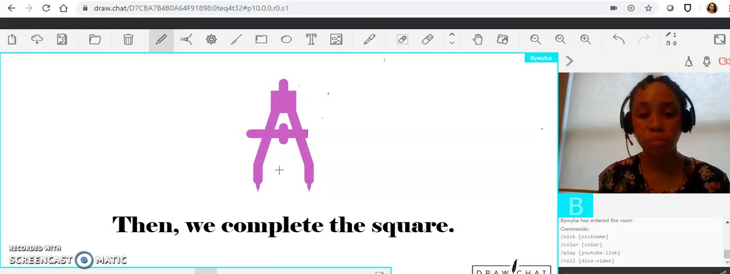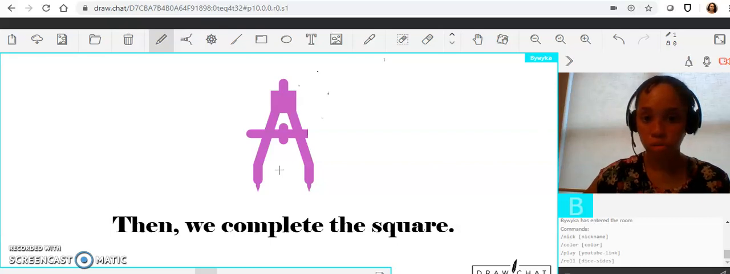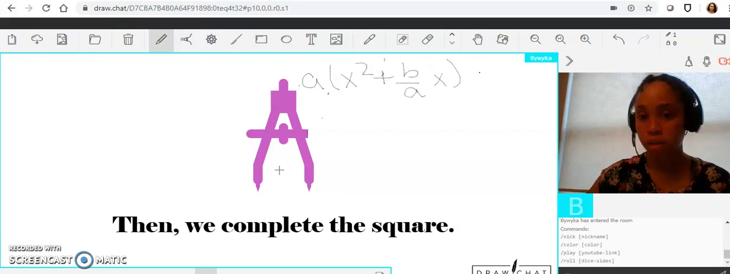All right. Next, we have to complete the square. And we've already reviewed completing the square, so this should be fun and easy for you to follow along. So again, we have a times x squared plus b over a x equals negative c. If you recall, when we complete the square, we take this term here and divide it by 2. So when we divide it by 2, it's going to be b over 2a x. And then we're going to square the whole term. So this is our new term.